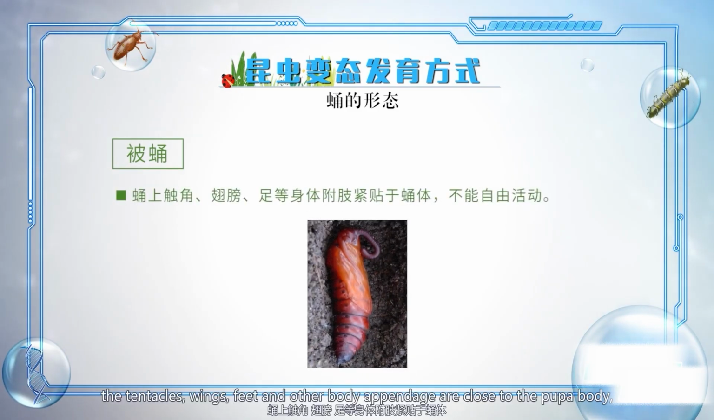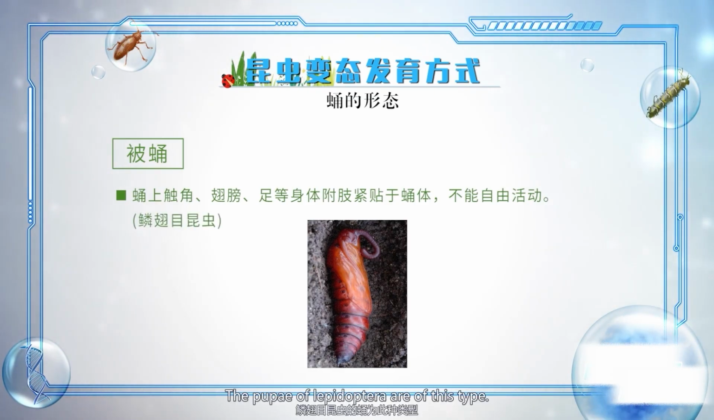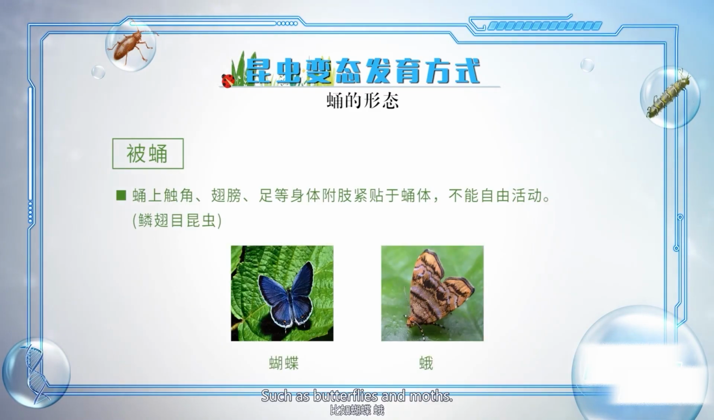The second type is obtect pupa. The tentacles, wings, feet and other body appendages are close to the pupa body and cannot move freely. The pupae of Lepidoptera are of this type, such as butterflies and moths.